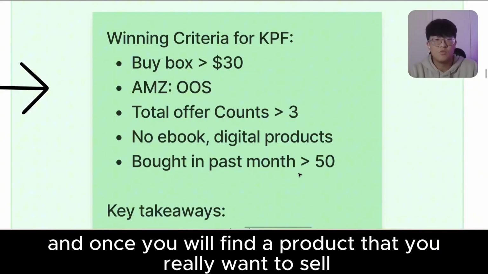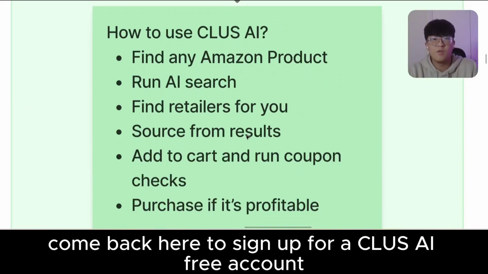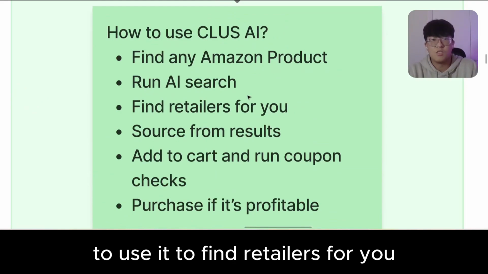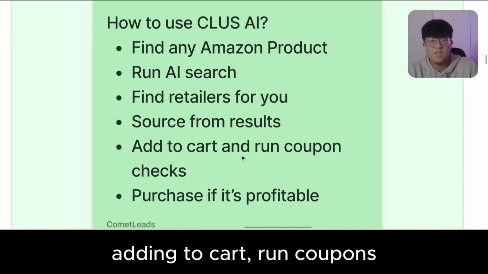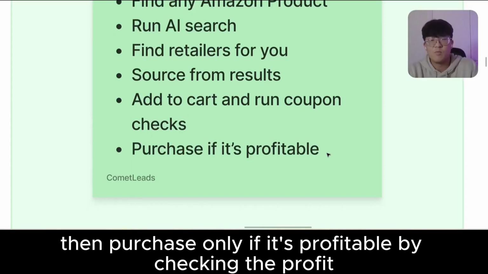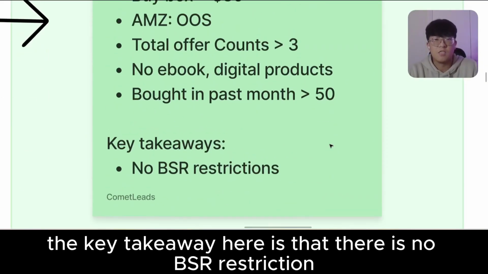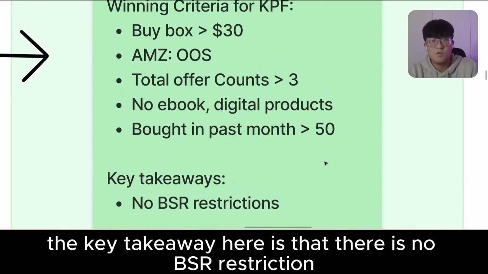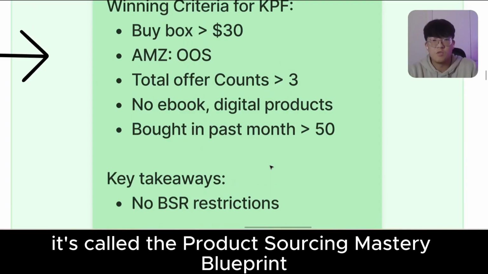And once you find a product that you really want to sell, you already engaged for, come back here to sign up for a Close AI free account to use it to find retailers for you. And all you gotta do is go through the process, add into cart, run coupons, then purchase only if it's profitable by checking the profit, entering the buy cost in Seller Amp stats on Amazon product page. Then you're ready to go. The key takeaway here is that there is no BSR restriction. You can find the reason why this is in the free guide section. It's called the Product Sourcing Mastery Blueprint.